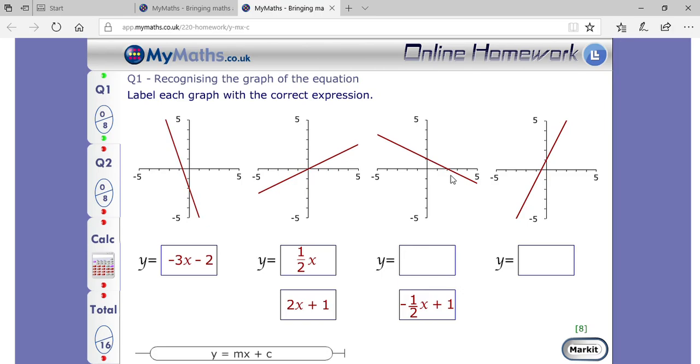The line is passing through the y-axis at 1. But here you can see that both the graphs are passing through y equals 1. So, but the slope is 1, 2, 1.